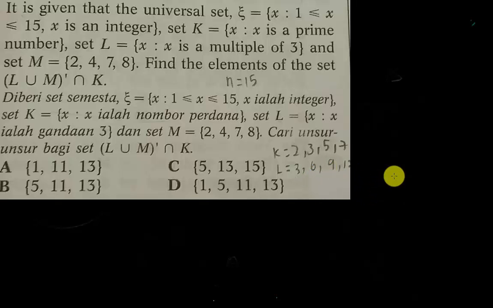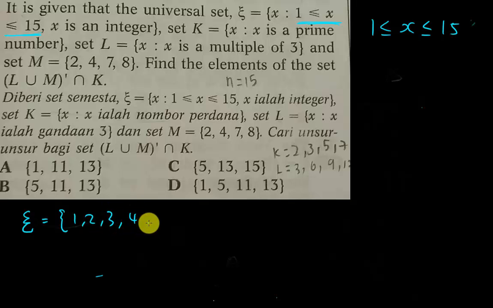Okay, nice. So it's given that the universal set, of course the question gives you something like this, is from 1 to 15. So if you see something like this, the universal set is everything from 1 to 15. So that means the universal set is equal to 1, 2, 3, 4, until 14, 15. You have 15 numbers here. This is your universal set.